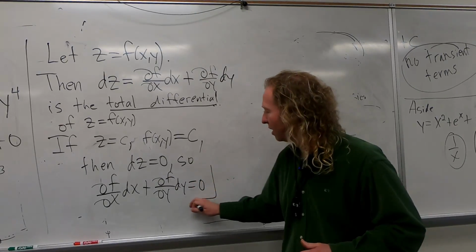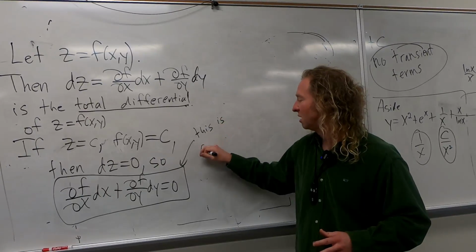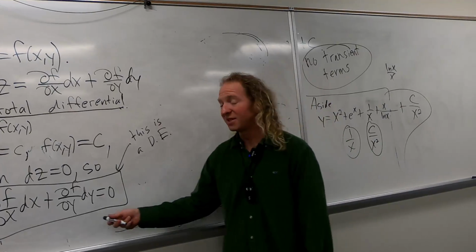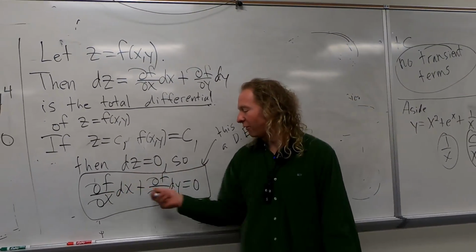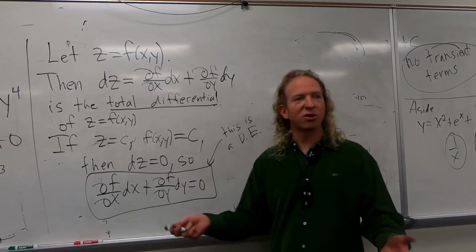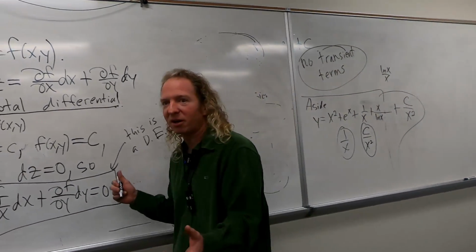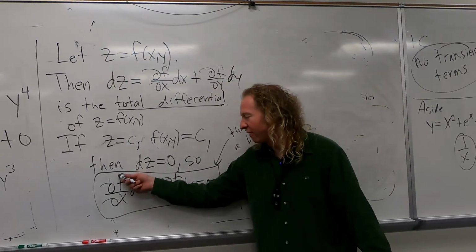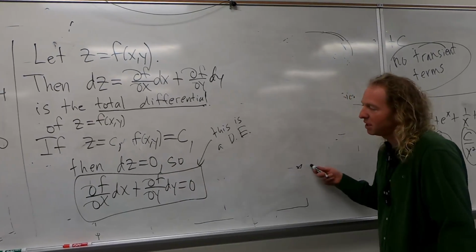So this is a DE. Let me put that in a box. This is a differential equation. This is a PDE, a partial differential equation, right? So this is a differential equation involving an unknown function f and its partial derivatives. So we're actually going to be solving partial differential equations when you think about it. No one ever thinks of it that way, but it is. I don't even think it says that in the book. But that's the definition of a PDE. So we have the partial derivative of f with respect to x dx, partial derivative of f with respect to y dy, equal to 0. So it is a PDE.